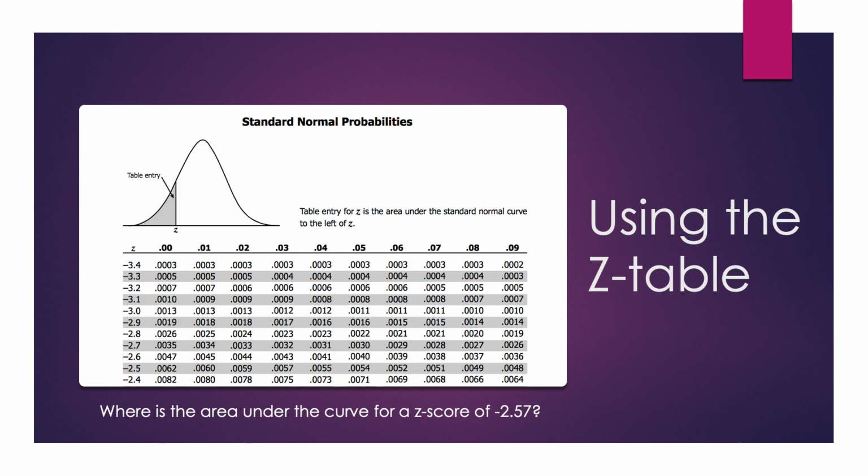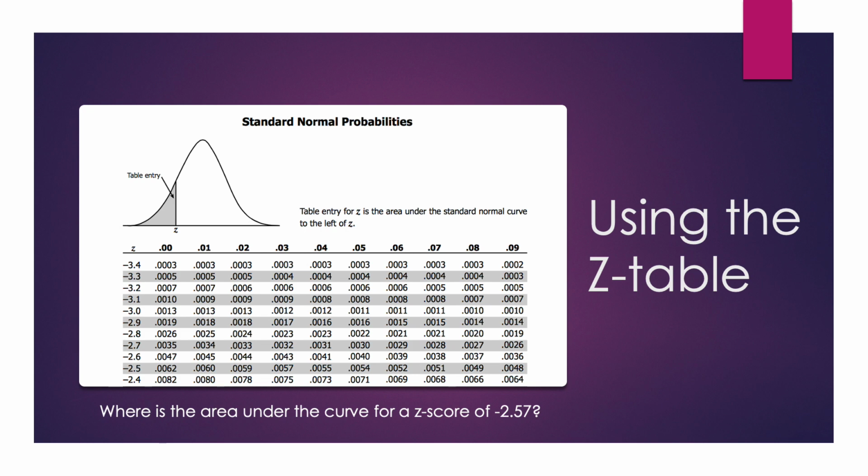This is the z-table. What the z-table does is it gives us the area under the curve for a given z-score. This area represents the probability that z-values will fall within a region of the standard normal distribution. So for example, if we look at our z-table here on this slide, we want to find the area under the curve for a z-score of negative 2.57. So we have a score that falls 2.57 standard deviations below our mean.